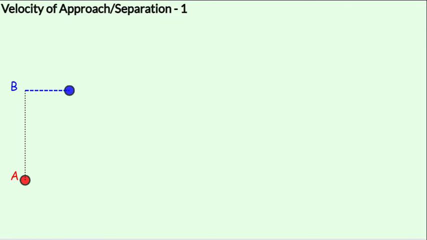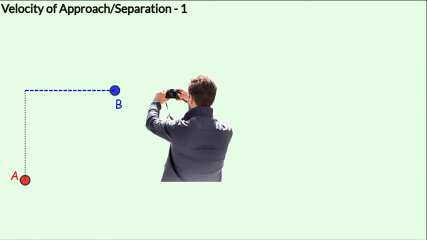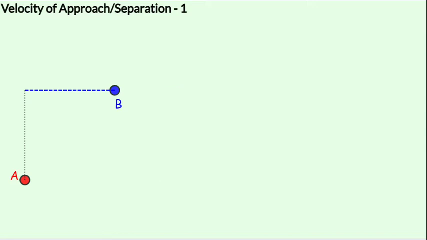A blue ball B is traveling with a uniform velocity to the right. At this point in time during its motion, we take a snapshot of it. There is another red ball A which remains stationary. We will now find the relative velocity of the blue ball with respect to the red ball.